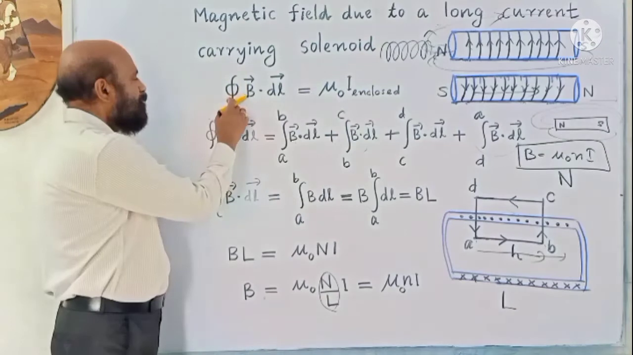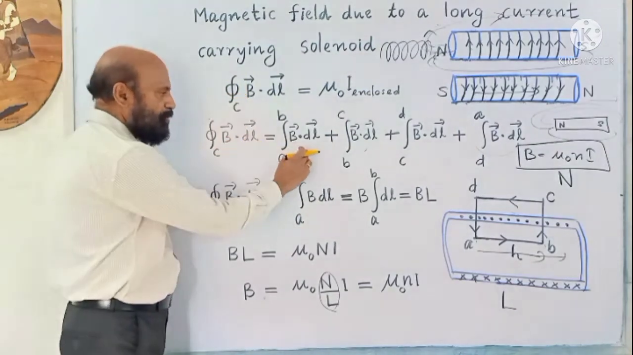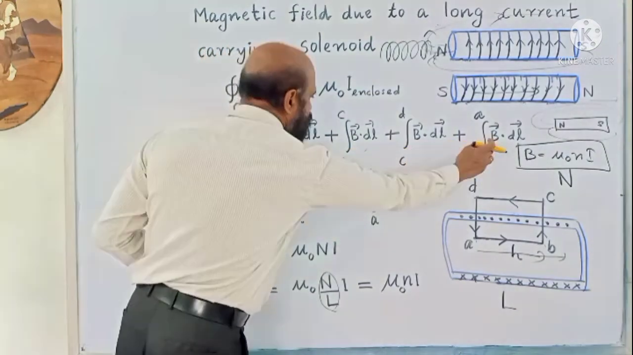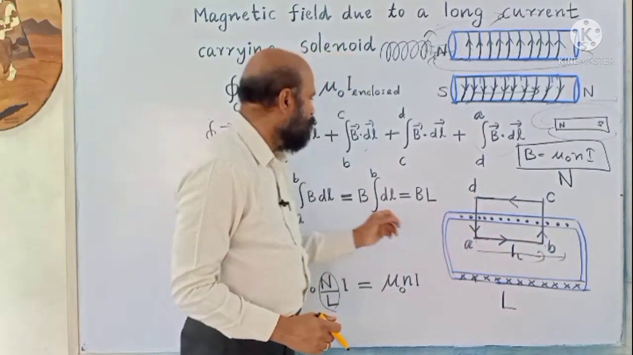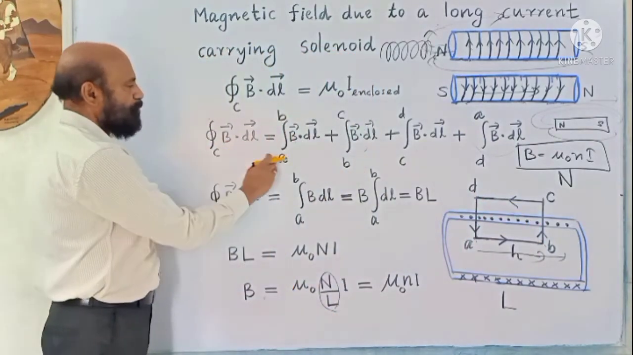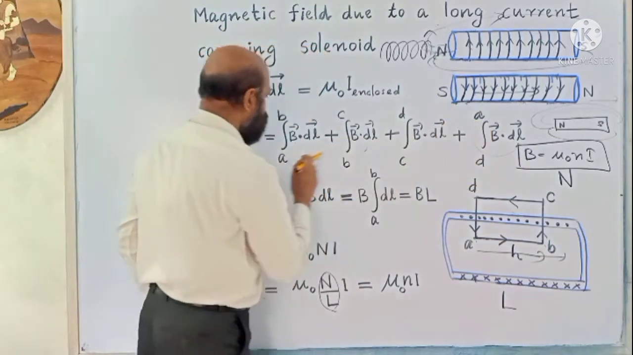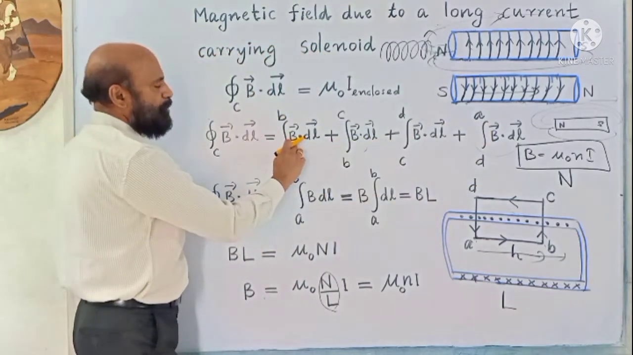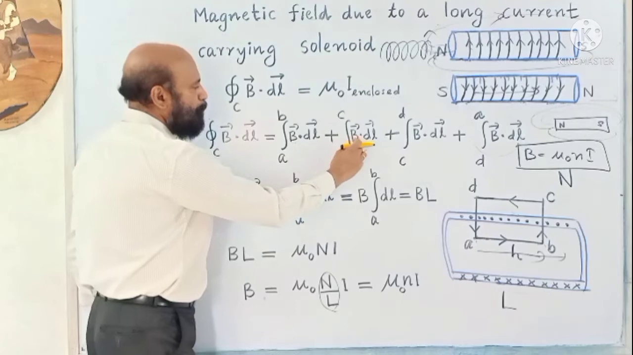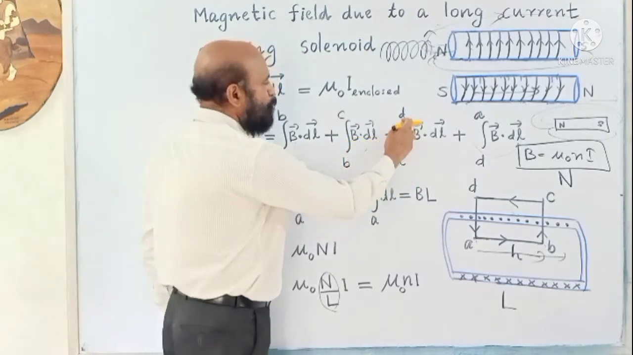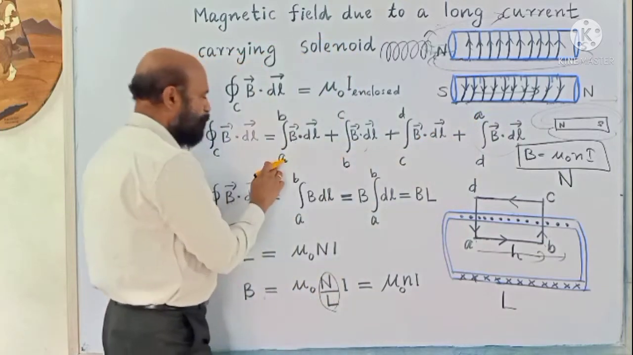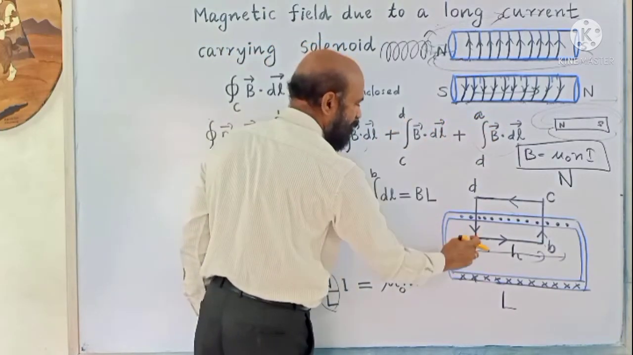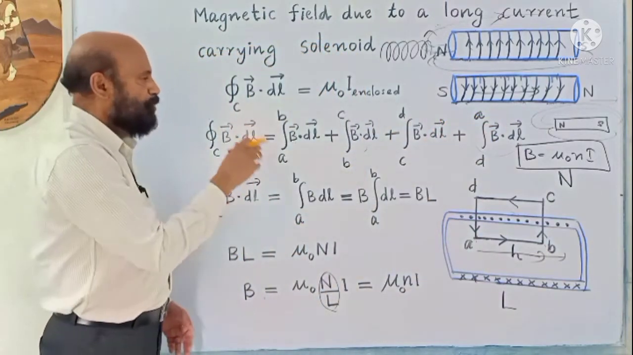Now this line integral B vector dot dl can be written as the sum of four integrals: a to b, b to c, then c to d, and d to a. So here again a to b, B vector dot dl plus b to c, B vector dot dl plus c to d, B vector dot dl plus d to a. We started from a, then end at a. So it's a closed loop.